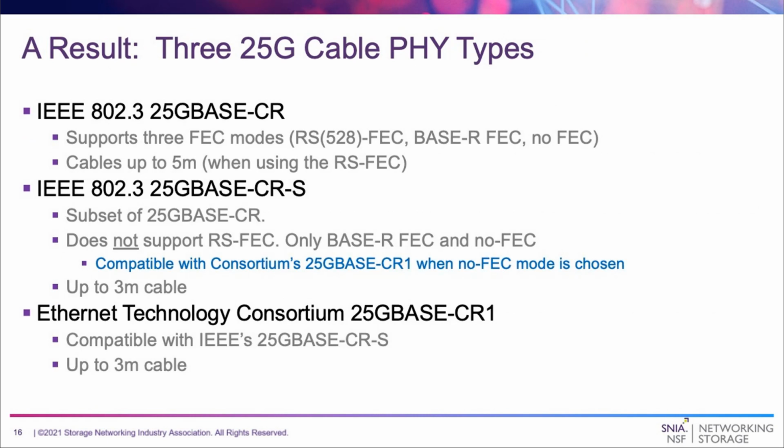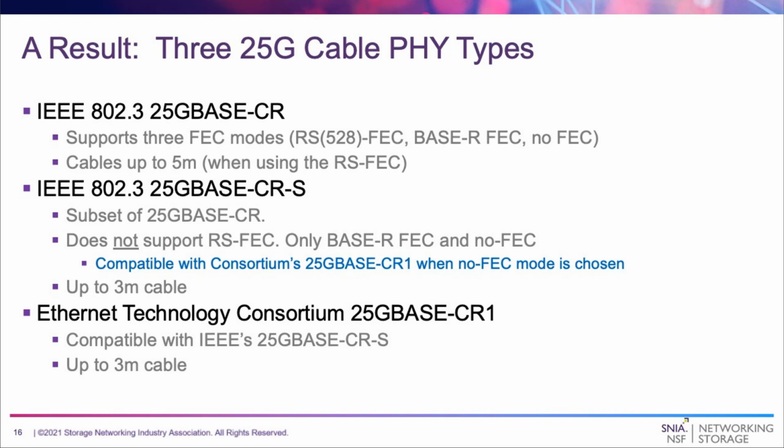Starting at the top, there are 3 25 gig cable PHY types. The first one is IEEE 802.3 25G base CR. It supports 3 different FEC modes for your particular application. It has cables up to 5 meters, 5 meter reach. When we look at 25G base CRS, this is a subset of the 25G base CR PHY defined by IEEE. It doesn't support the Reed-Solomon FEC. It only has 2 FEC choices. And it should be noted that this particular mode is compatible with the consortium's 25G base CR1 when no FEC mode is chosen. This gives you a 3 meter reach of the cable.